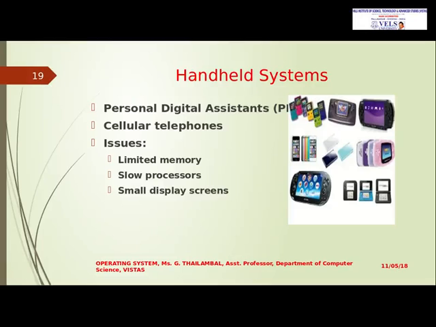And the next type of system is handheld systems. Handheld systems or personal digital assistants are called handheld systems. Our mobile phones are handheld systems. Cellular telephones also need some operating system. Android is the most powerful operating system. Currently they are using it in handheld systems, and it also has limited memory.